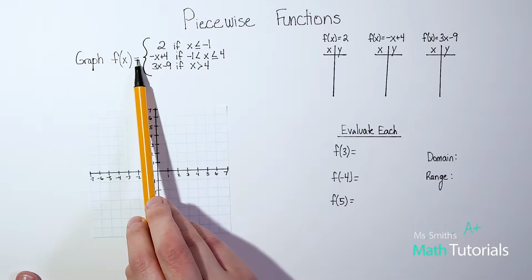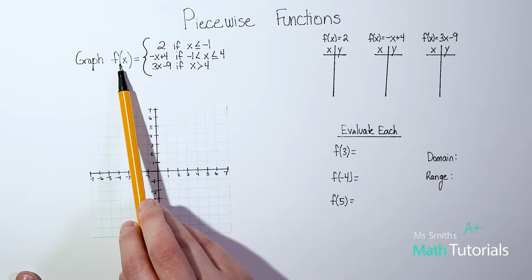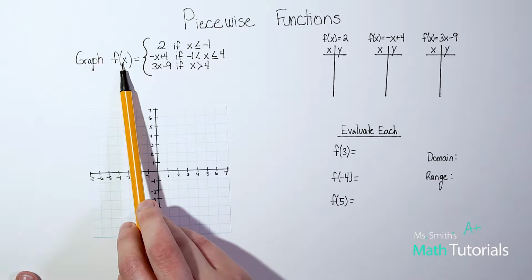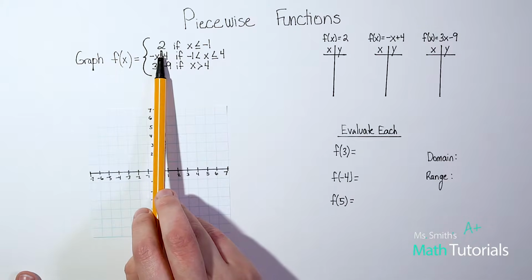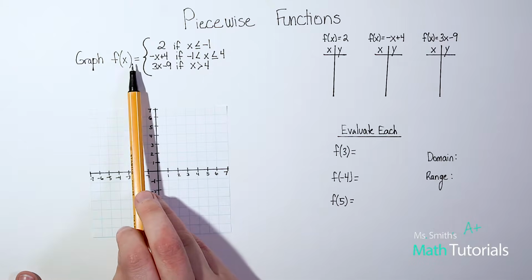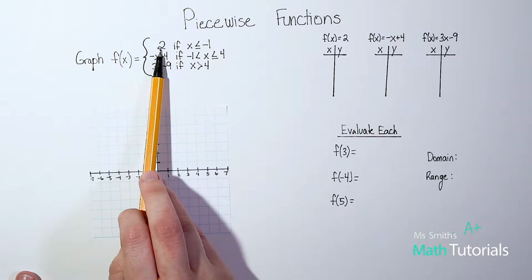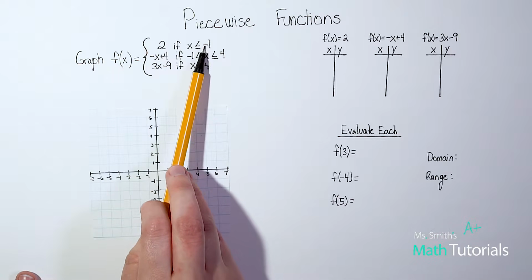So f of x equals 2. That's our first equation, okay? And remember, f of x is just a fancy way to say y when we're talking about a function. So this is really y equals 2, which hopefully some of you are thinking, isn't that a horizontal line? Yes, when y equals 2, that's a horizontal line, but we'll get there. If you didn't catch on to that, that is okay. We'll figure that out. So we've got y equals 2 if x is less than or equal to -1.